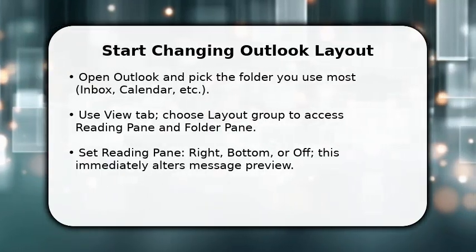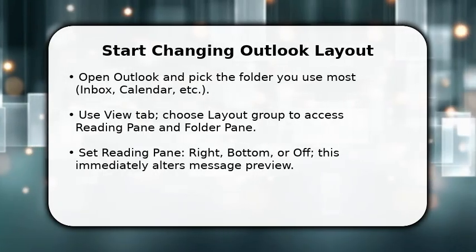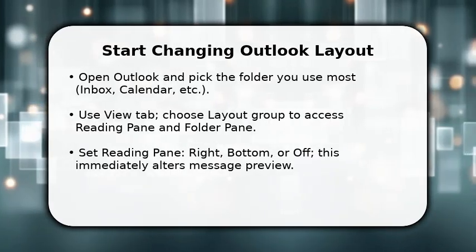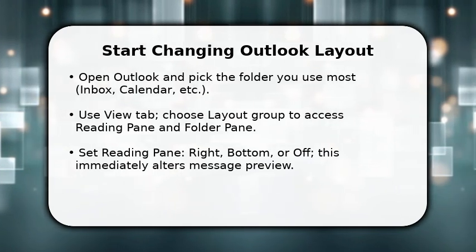Set the reading pane to right, bottom, or off to control message preview space. This changes how quickly you scan emails. Once set, make sure your main navigation is visible, so subsequent adjustments match how you actually work.